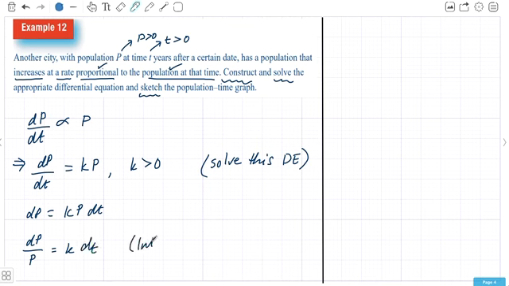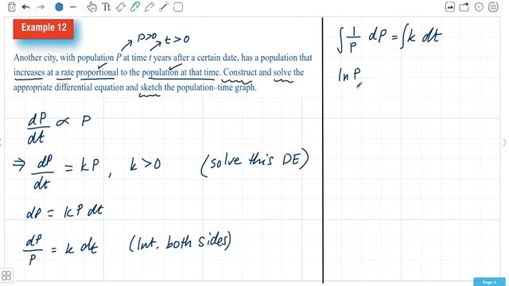Now we're going to integrate both sides. So we've got the integral of, I'm just going to expand this and write it as 1 over P dP, equals the integral of k dt. Now k is a constant, which means that when we integrate this side, we are going to have log of P. Now I'm not going to use the modulus signs because I'm just going to state here that P is positive, so I don't need to use them. Integrating this side will be kt plus a constant.